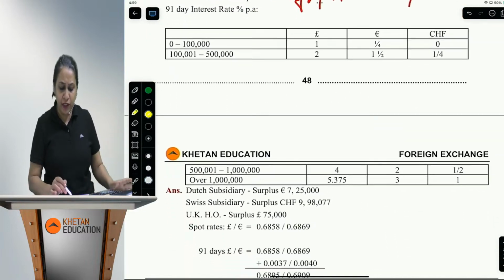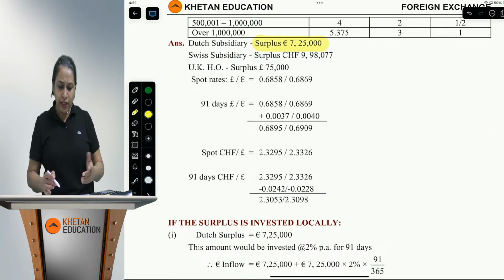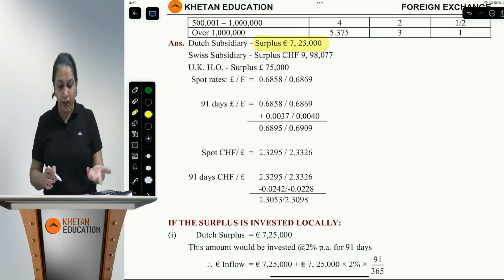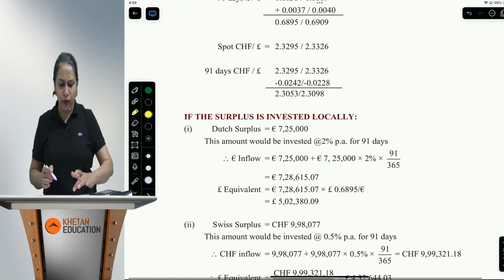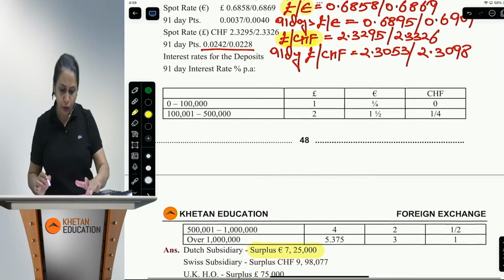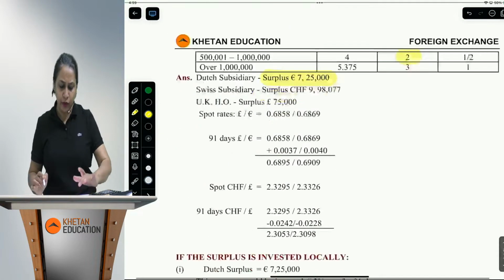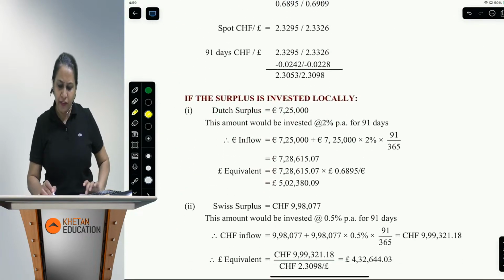Now look at that, Dutch subsidiary, surplus 7,25,000. This euro 7,25,000, what are they doing here? They are saying if it is invested locally. They calculated the same thing that we did. If the surplus is invested locally, 7,25,000 euro, then if you see the slab of the euro, the rate applicable will be 2%. Look at this. So 7,25,000, can you see that? And you get this.